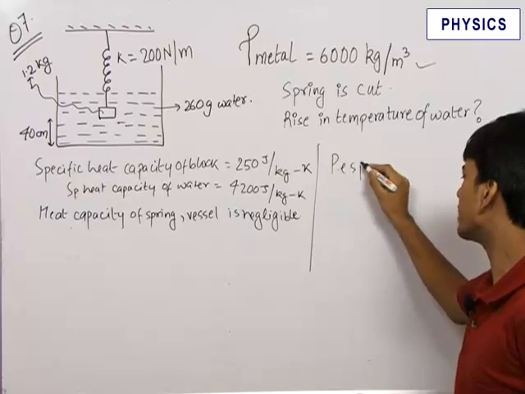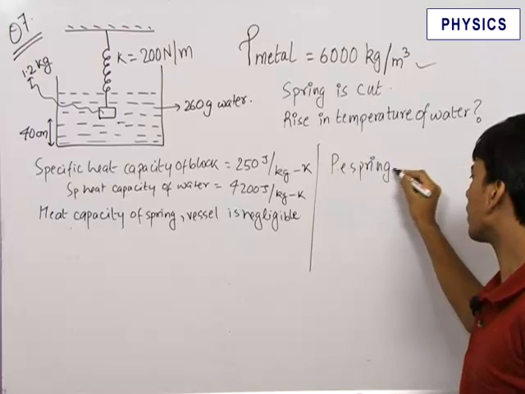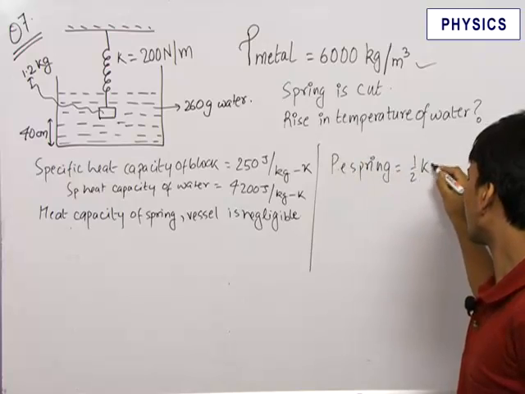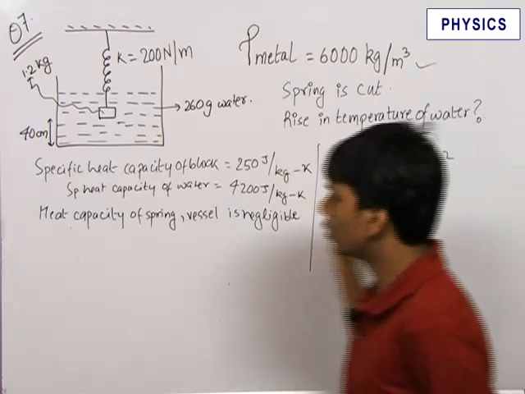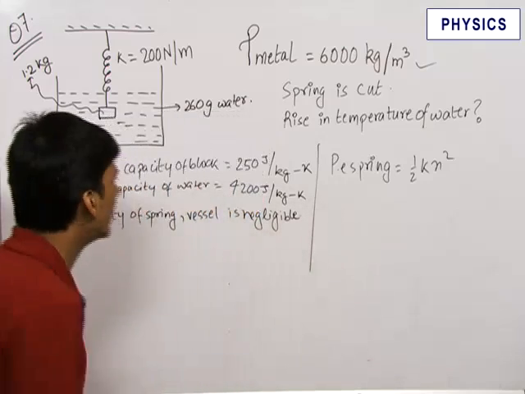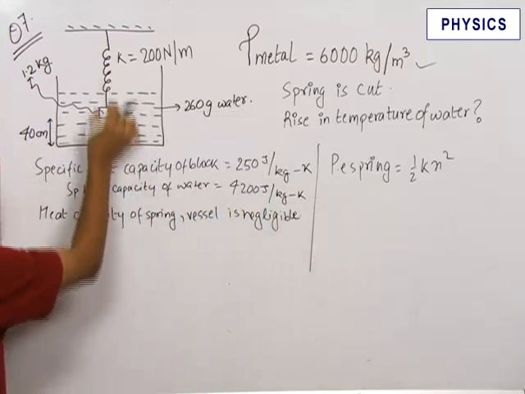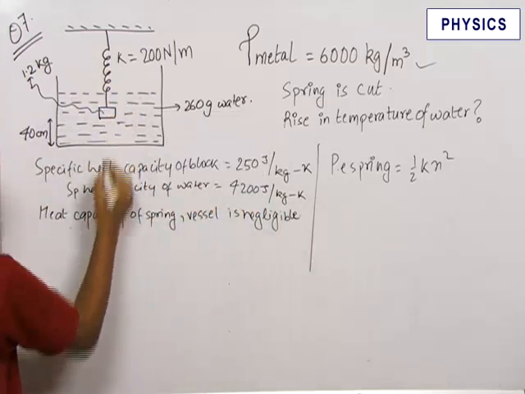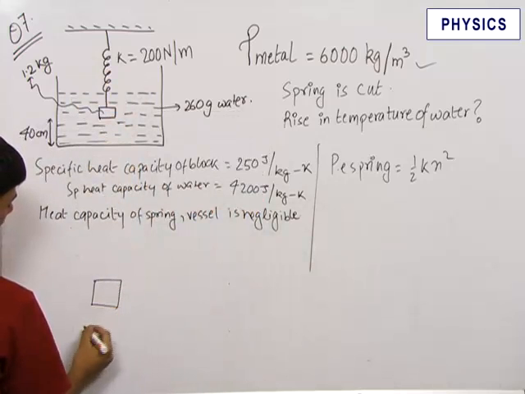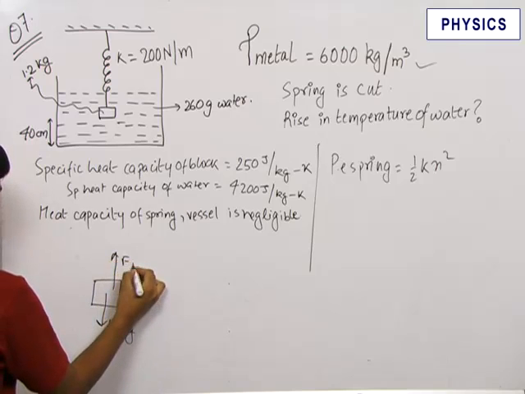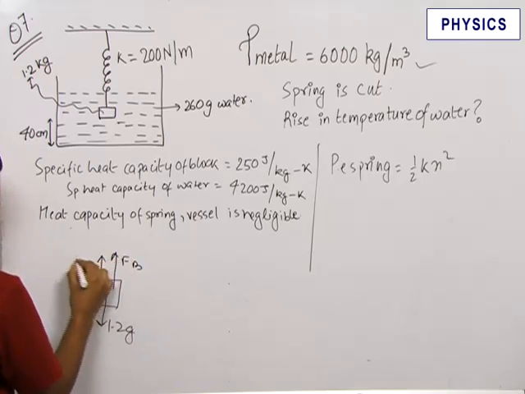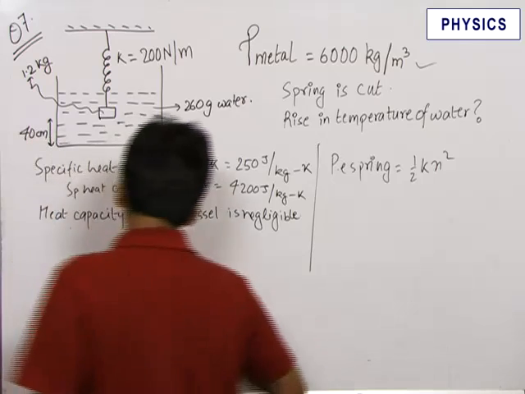Potential energy of the spring initially was equal to half k x square, where k is the spring constant and x is the extension in the spring. So you have to first find out the extension in the spring initially. For that, we write Newton's law equation on this block in the vertical direction. Therefore, for this block, 1.2 g acts in the downward direction. There is a buoyant force in the upward direction and a spring force equal to kx in the upward direction.